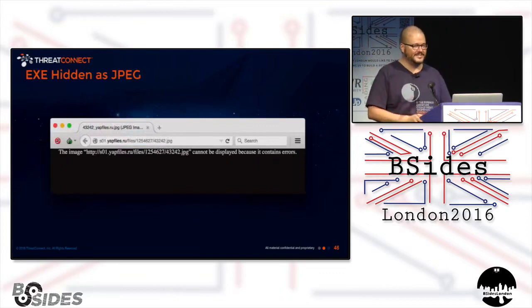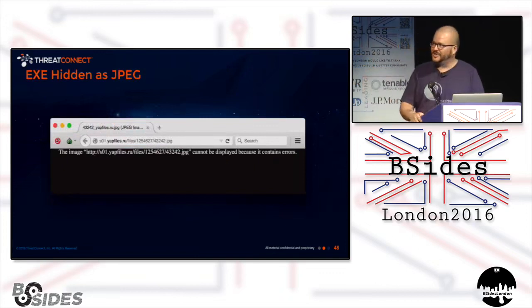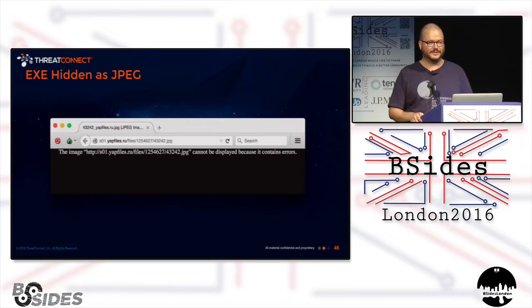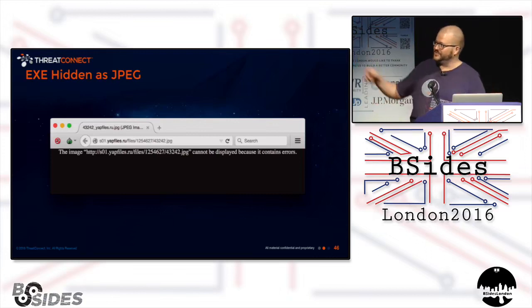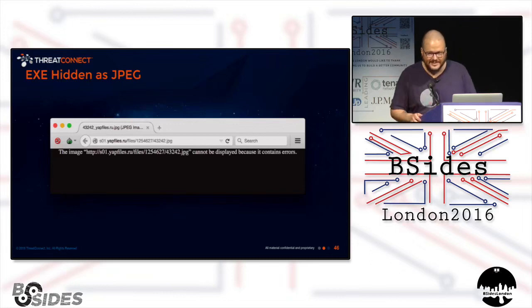So even though I said I'm going to guess, I'm actually going to go out and try to check it out. So I tried to load that JPEG in a browser to see if it actually loads. And as you can see, the image s01 blah blah blah cannot be displayed because it contains errors. Really? What kind of errors does it contain? Does it start with the characters MZ, maybe? I don't know.